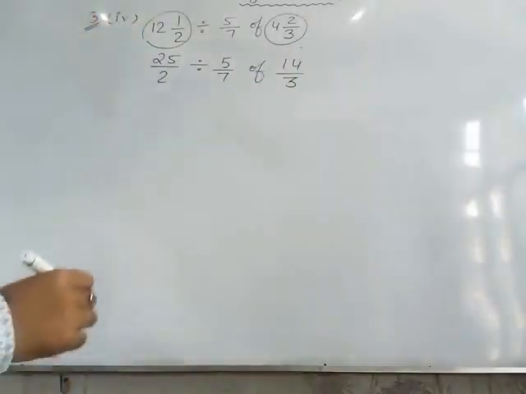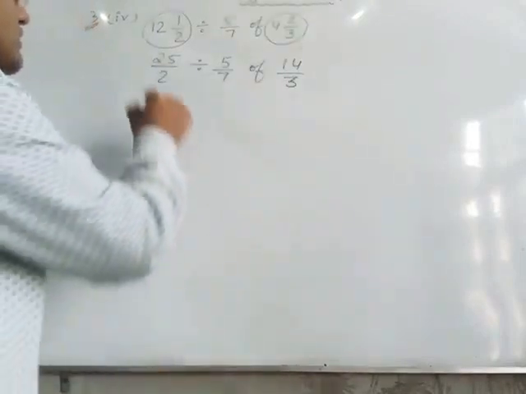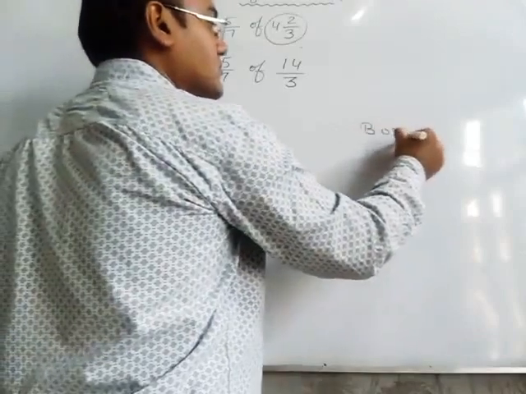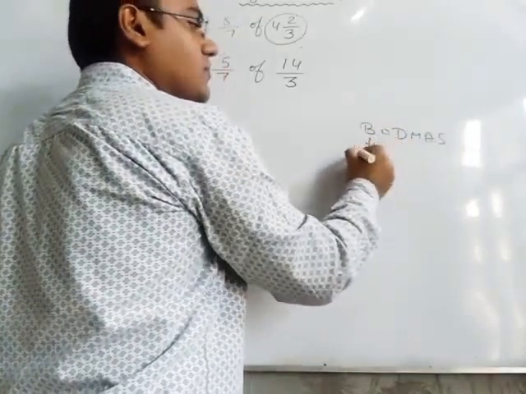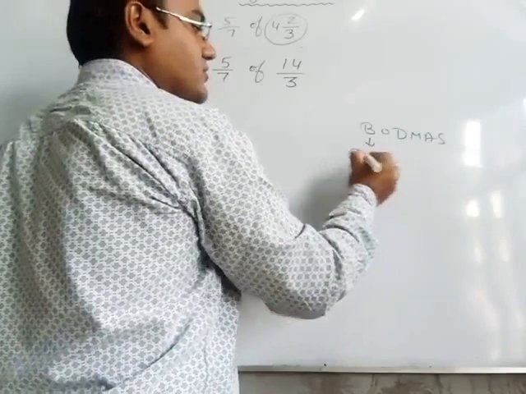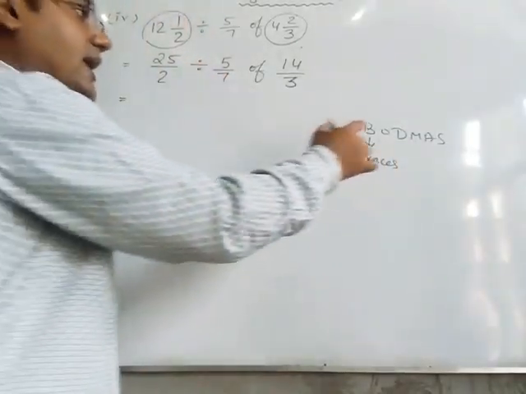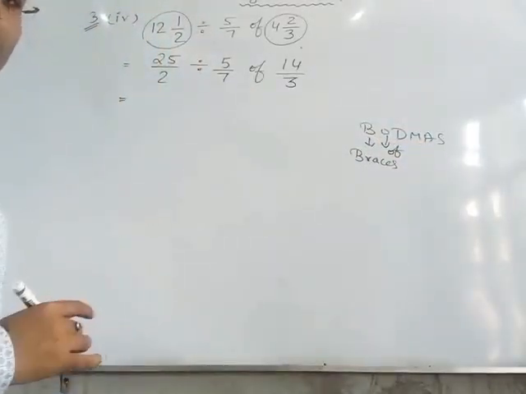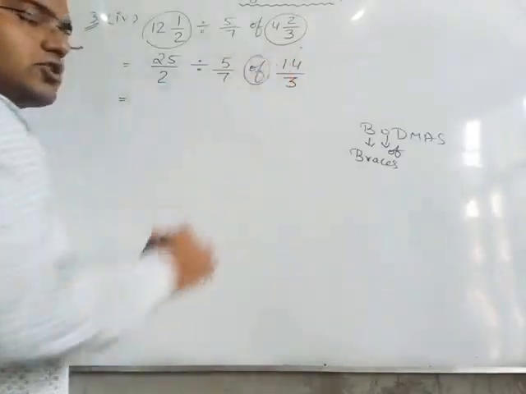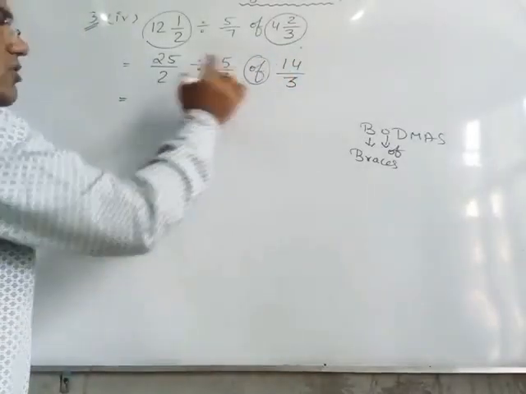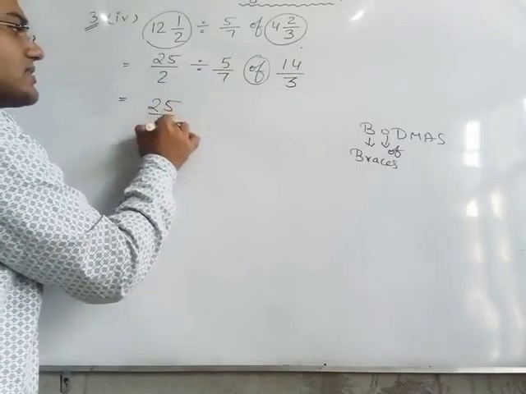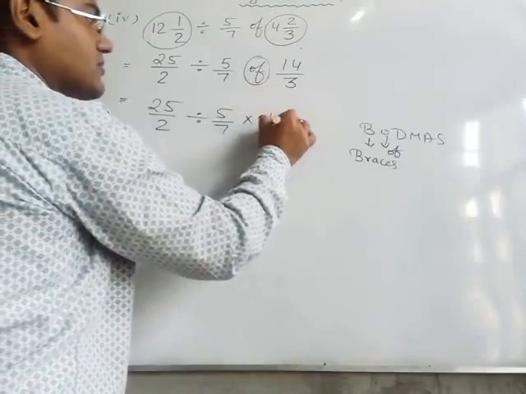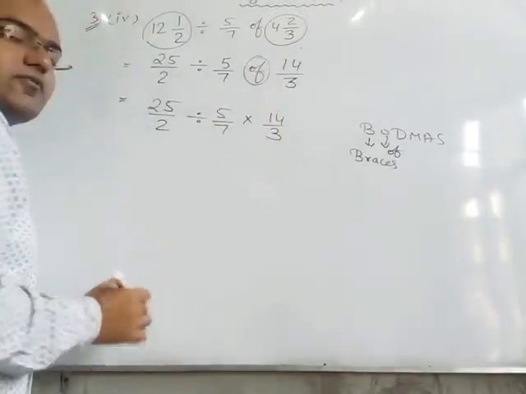Now after converting these two mixed fractions, what we will do? BODMAS we have to apply here. BODMAS. B stands for bracket or braces we can write. So here no bracket is given. Next is of. Of is coming here in the question. So what we will do? This of we have to solve first. Of means multiply. So in place of of we have to take the multiply sign. Instead of of we will write multiply. We will put here the multiply sign.